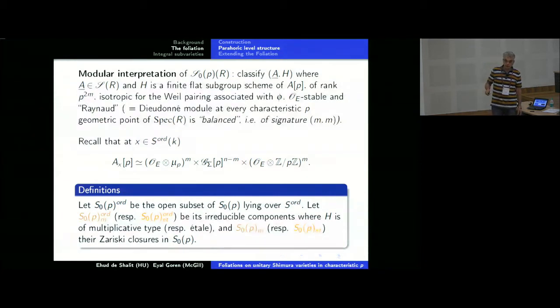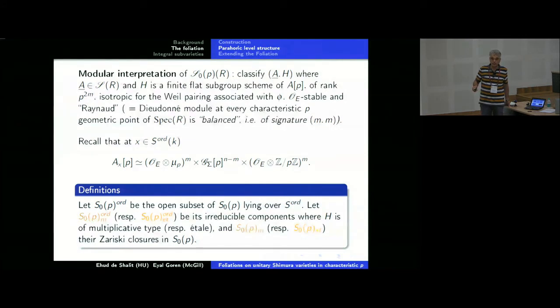So remember that at an ordinary point, you have this structure for the kernel of P. Okay, we previously wrote it for the P-divisible group, but this, of course, is inherited by the P torsion. And you remember, we have to take a subgroup which satisfies all these things, which is of rank P to the 2m. So in general, it will be mixed. It will have a little bit from here, a little bit from there, and a little bit from here. But of course, there are two extreme cases. One, when you take this whole subgroup OE tensor mu P to the m, which is of the correct rank P to the 2m, which is OE invariant and isotropic. This would be called the multiplicative case.